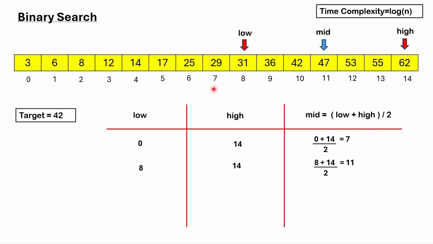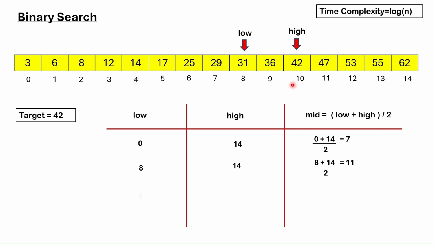Again, listen carefully. What value are we searching for? We are searching for 42. Now check whether the element present at mid is 42. No, 47 is greater than 42. This means that 42 will be present in the left portion of the array, so we can ignore the right portion. How will we ignore the right portion? By moving the high pointer to mid minus 1.